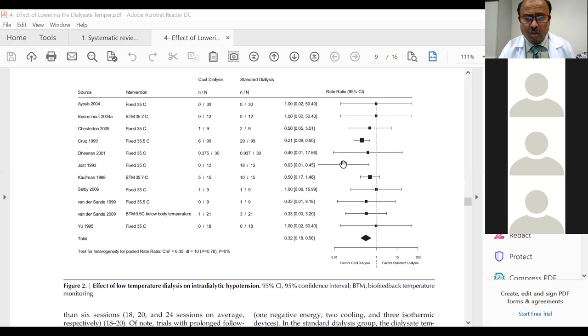The shorter one. The shorter the confidence interval, the more precise the results. So although here it is significant, low hypotension, the confidence interval is not as good as this. So if you combine all these together, you will find the diamond.